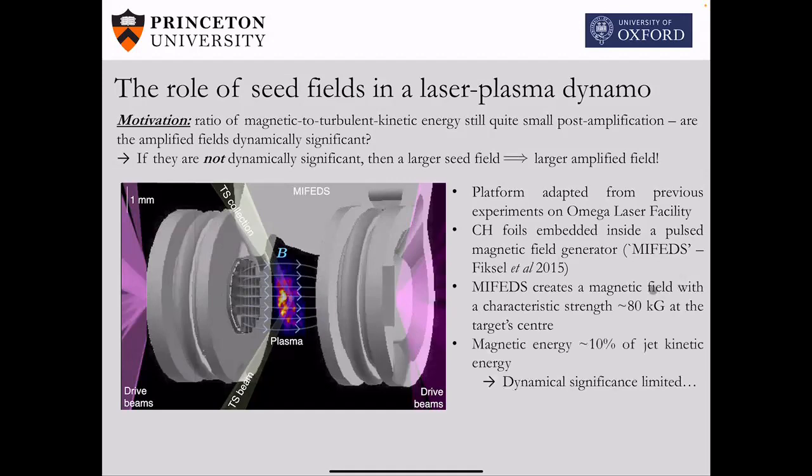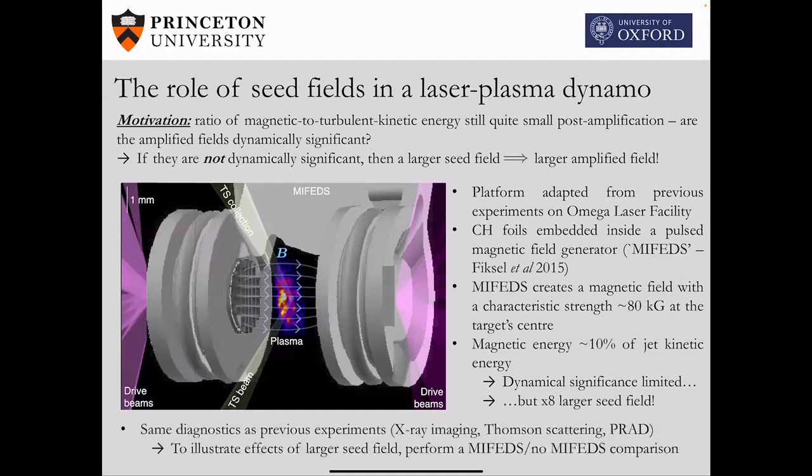The magnetic energy associated with fields of this strength is about 10% of the jet kinetic energy. And so its dynamical significance in principle should still be limited, but this is now a seed field that's 8 to 10 times larger. And then we applied exactly the same diagnostics as in previous experiments: X-ray imaging, Thomson scattering, and proton radiography. To illustrate the effects of the larger seed fields, we performed a MIFEDS versus no MIFEDS comparison with all the diagnostics. I'm going to focus specifically on the X-ray imaging and PRAD comparisons in the next few slides.